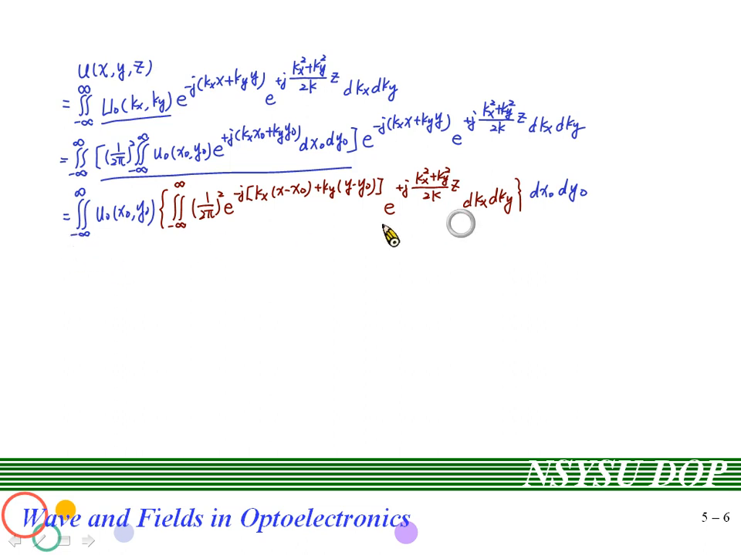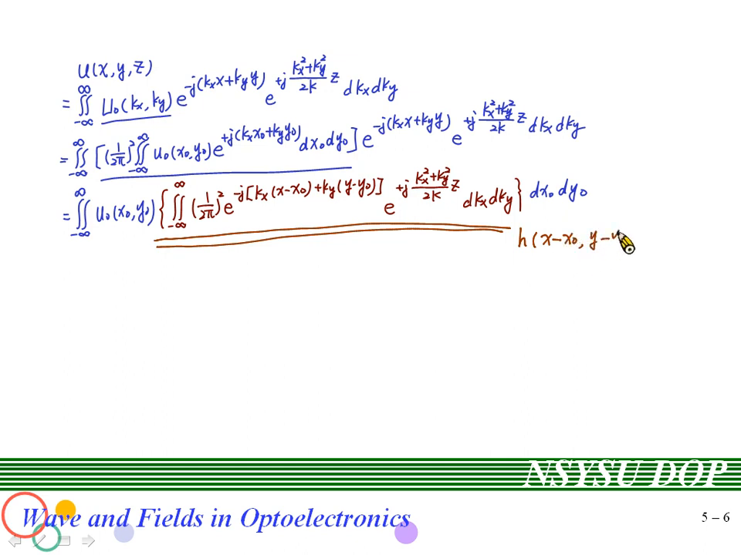In this step, we just exchanged the parameters here. We first perform the integral with respect to kx and ky. After we finish this integral, we then perform the integral with respect to x0 and y0. Okay? And clearly, you see that the first integral here is a function of kx and ky. And we can express the first integral as an h function, which is h of x minus x0 and y minus y0.